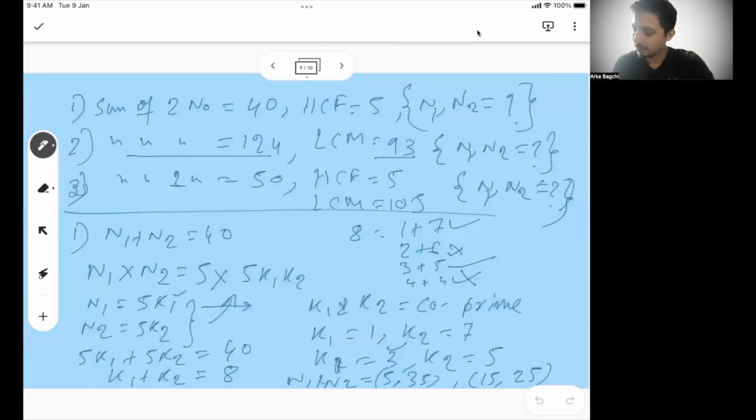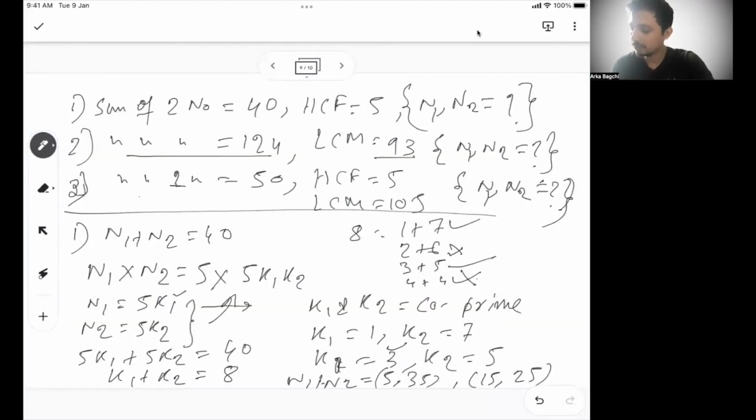And the third problem that we give: sum of two numbers equal to 50. You know the HCF and LCM. Now you have to figure out the number. So this is kind of a homework. You try this at home. We know sum of two numbers is 50, HCF is 5, LCM is 105.